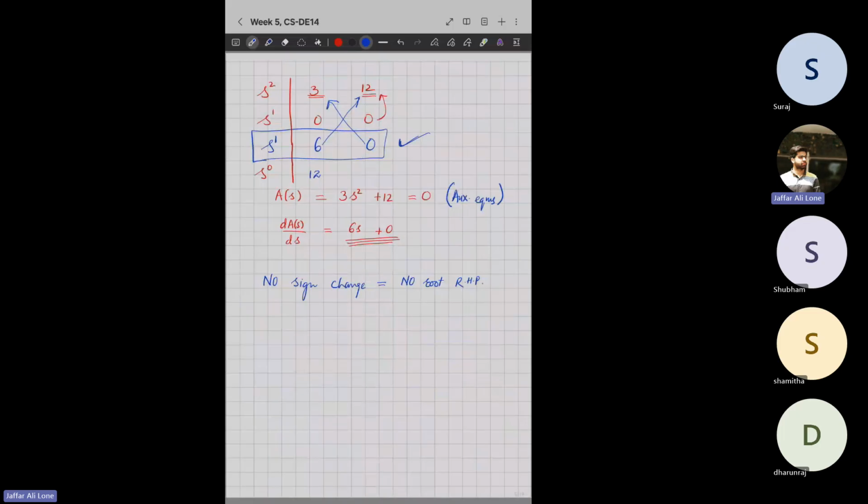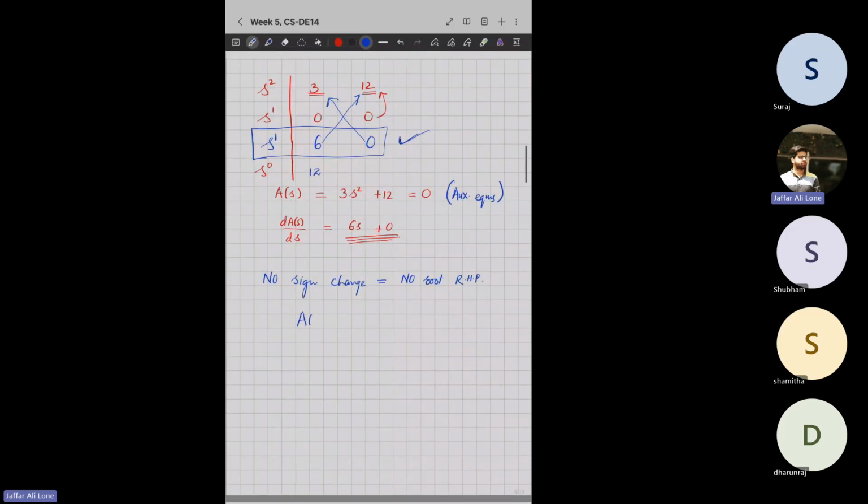If there is a row of zeros, we make the auxiliary equation. To find the poles, we go to the auxiliary equation, which is 3s square plus 12, and put it equal to 0. We will solve this auxiliary equation. The roots of this auxiliary equation are the poles on the imaginary axis.